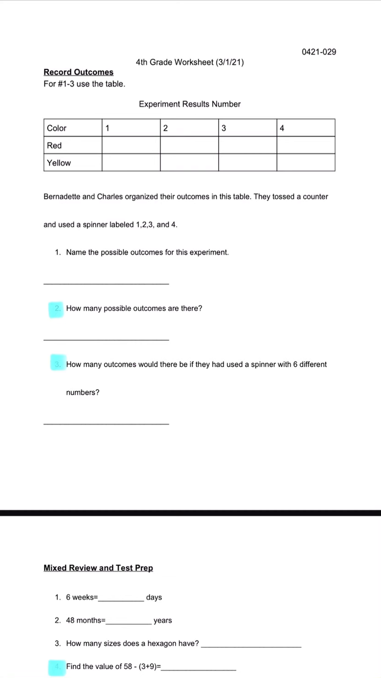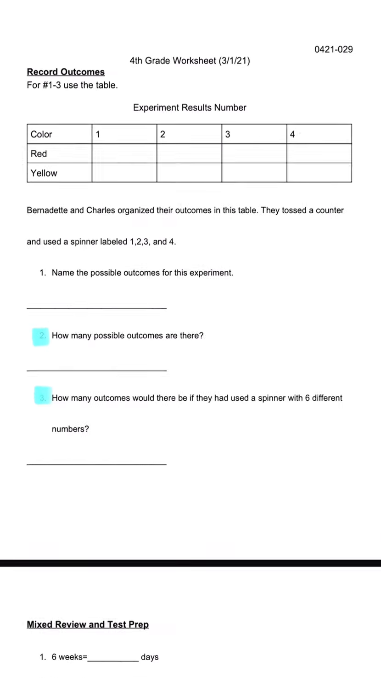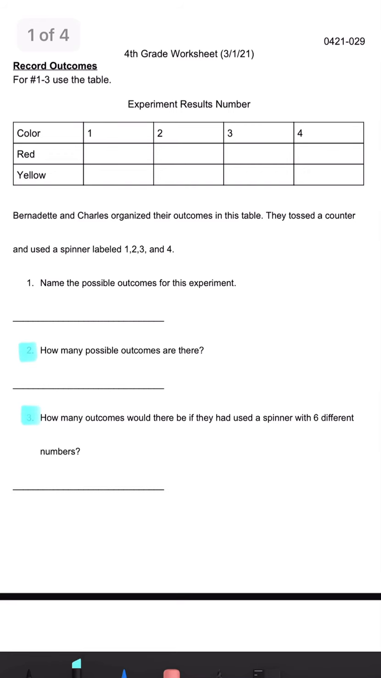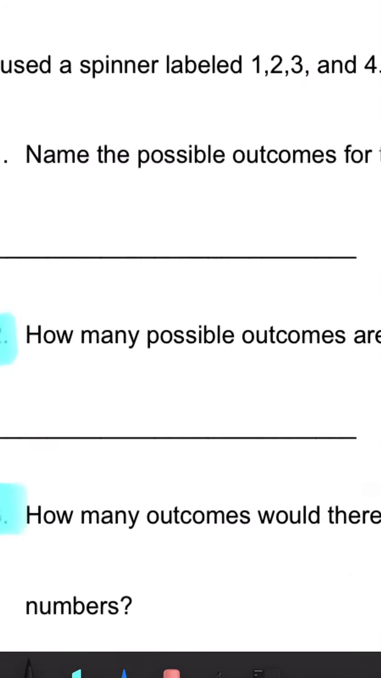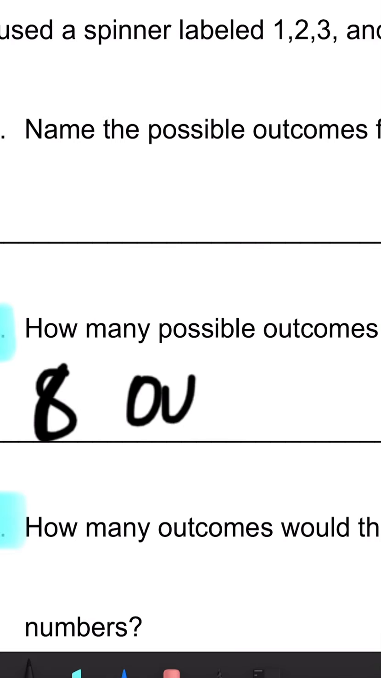Record outcomes. Let's take a look at number 2. It asks how many possible outcomes are there? So we're going to look at the table they give us above. It says experiment, result number, and there are colors, and we see that there are numbers on this side. Right off the bat, we want to find how many outcomes there are. So we're going to take the total number of result numbers they have, which is 4, and multiply it by the number of colors they have. We see that they have red and yellow, so that's 2 colors. And we see that there are 8 possible outcomes. So we'll write 8 outcomes.